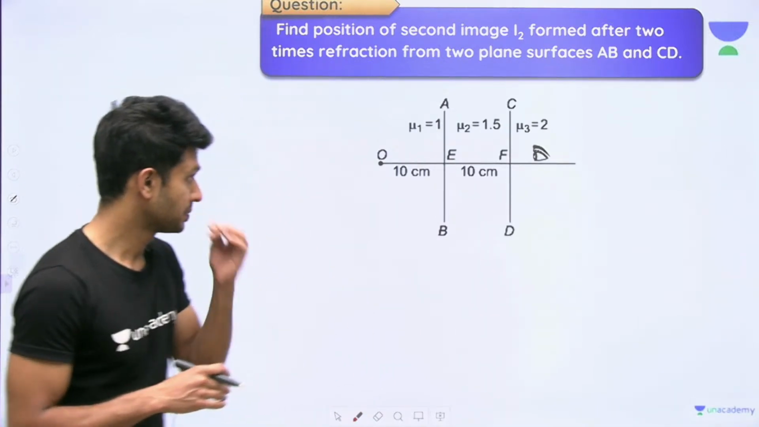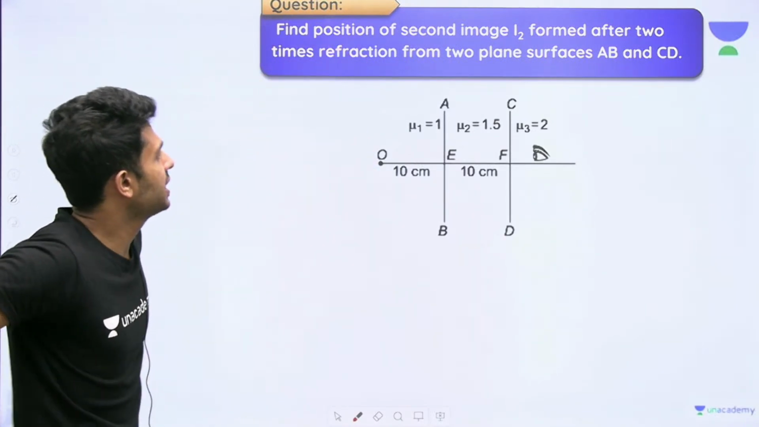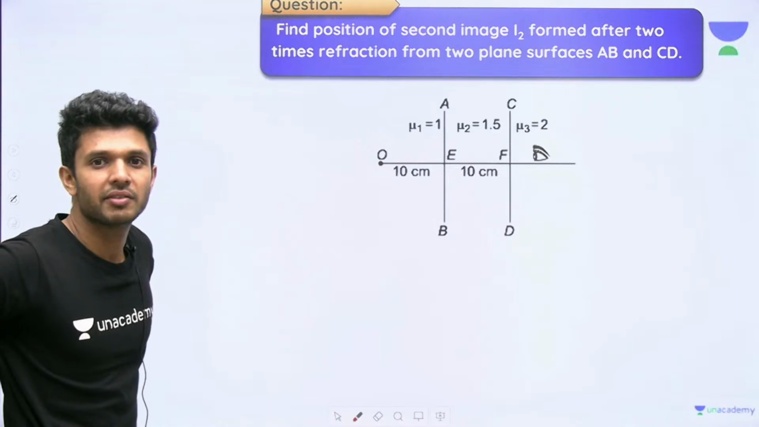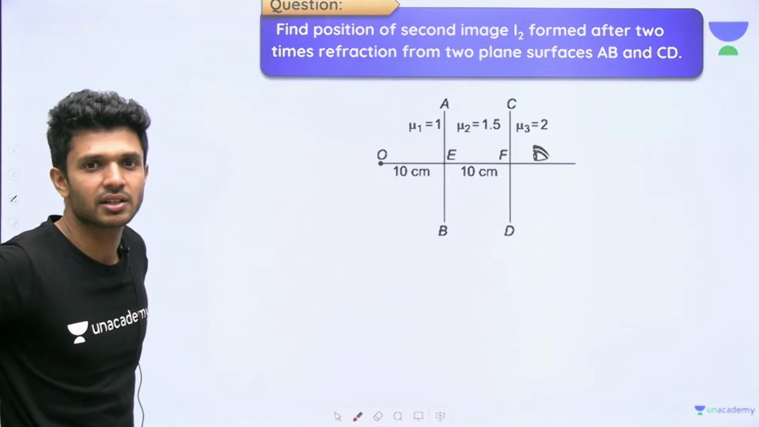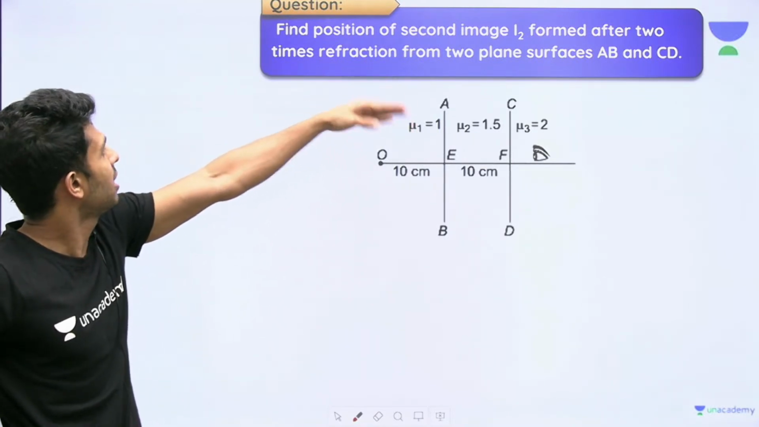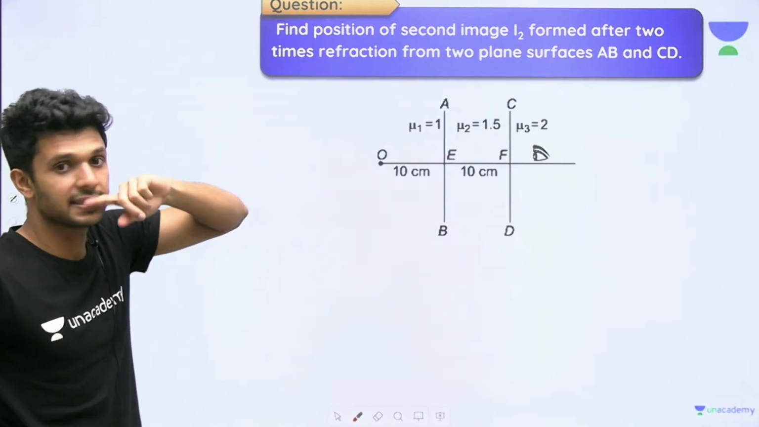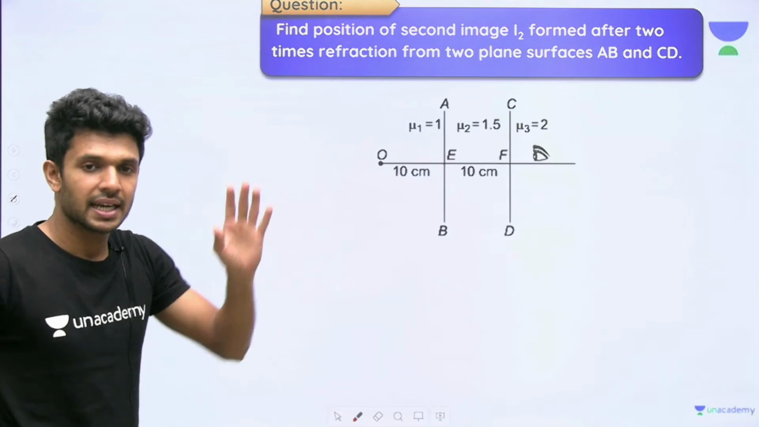Look. Now what do we have? Find the position of the second image. Oh my, we haven't discussed anything regarding image, sir, and now sir is asking how to find the second image. We haven't even discussed the first image. Don't worry, I'll tell you. The image is formed after 2 times refraction from 2 plane surfaces AB and CD. Okay, let's understand this.